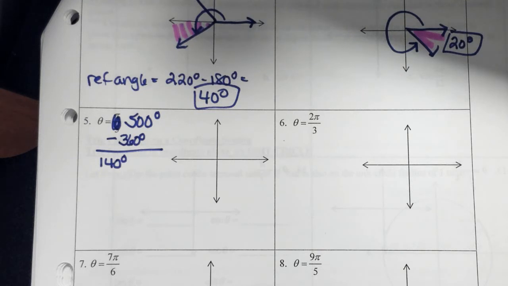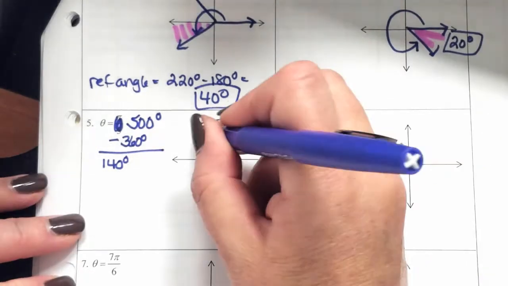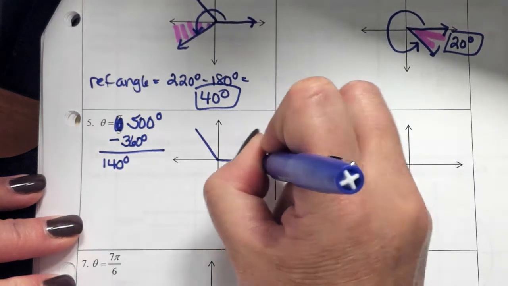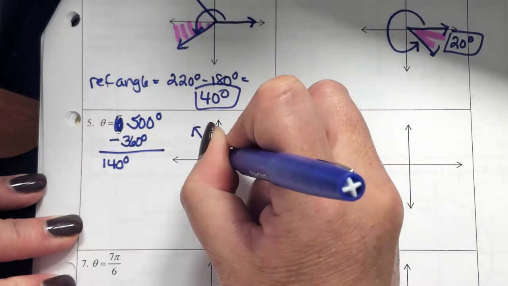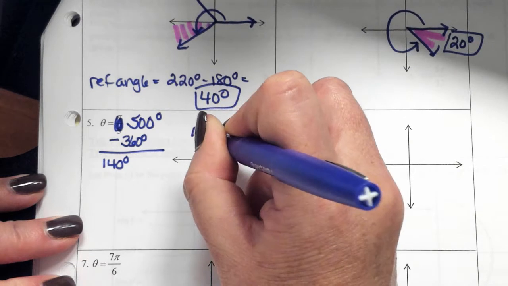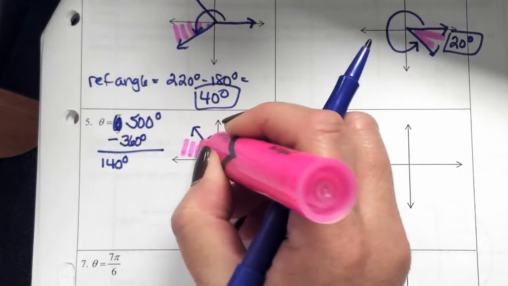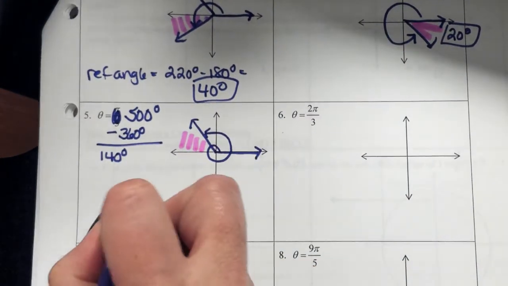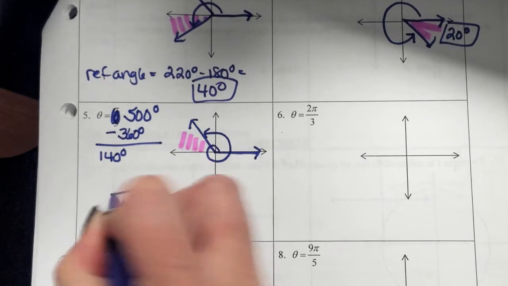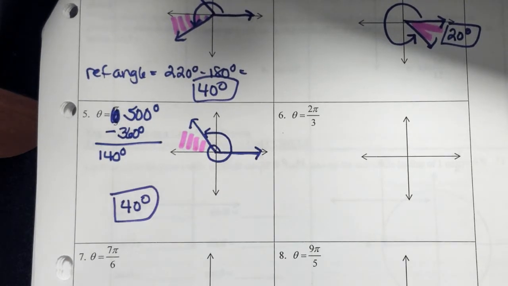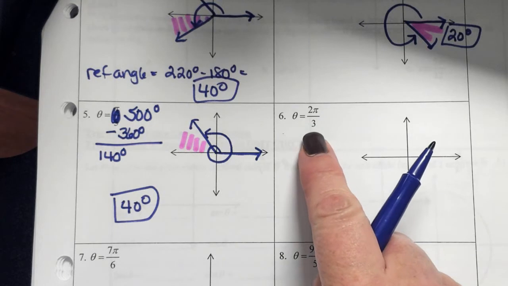What quadrant is 140 degrees located in? 2. Remember, 500 degrees is just 140 degrees, but with one additional rotation. So then, as you can see, the reference angle is simply going to be what? 40 degrees. So any questions on how you're going to handle an angle in degrees when the angle is greater than 360? Let's look at 2 pi over 3.